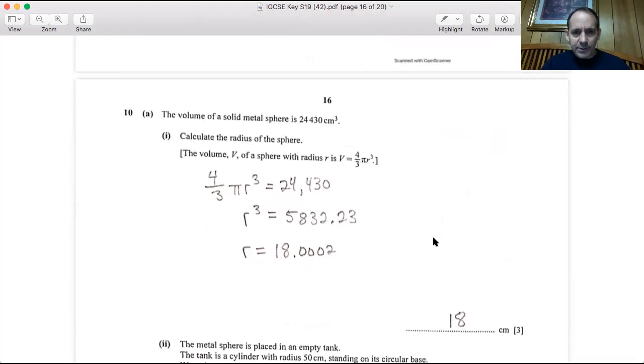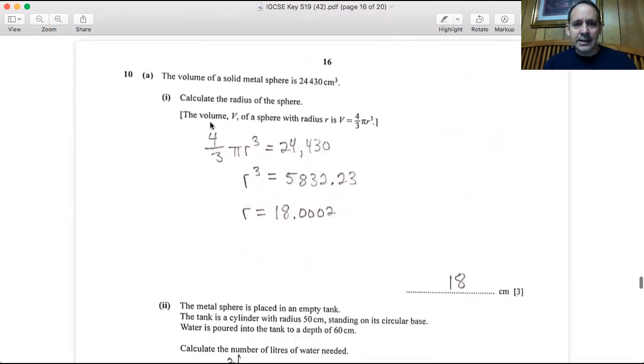Moving on, the volume of a solid metal sphere is 24,430 cubic centimeters. Calculate the radius of the sphere. Sphere for volume is 4/3 pi r cubed. So set that equal to the volume they gave, 24,430. Divide both sides by 4/3 pi. Use the pi symbol on your calculator. Then take the cube root of both sides. You get 18.0002. To three significant figures would be 18.